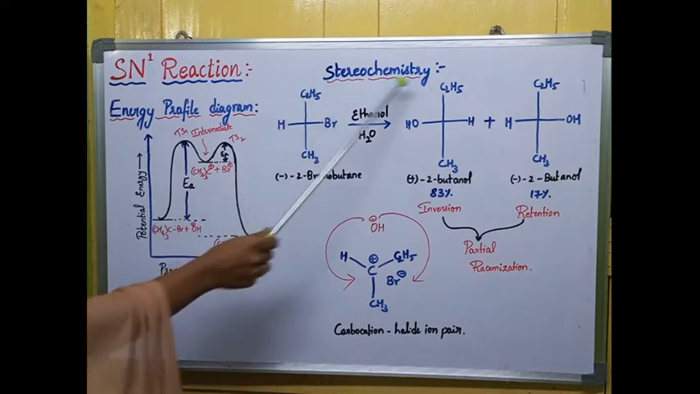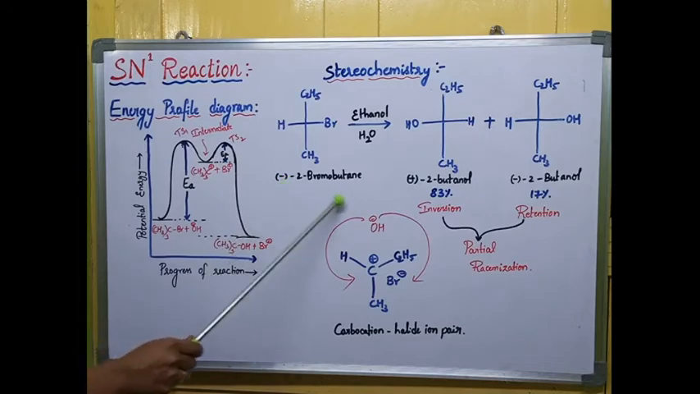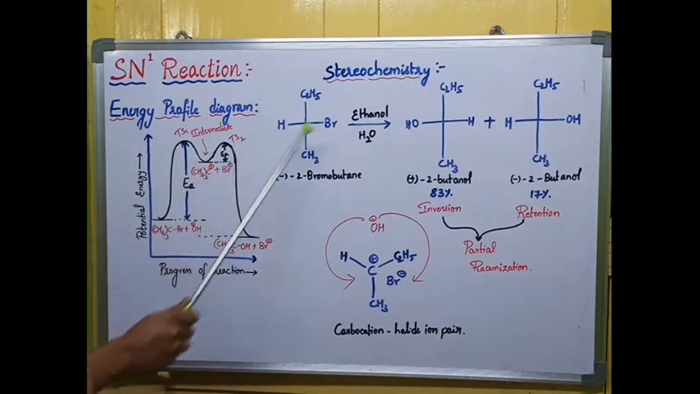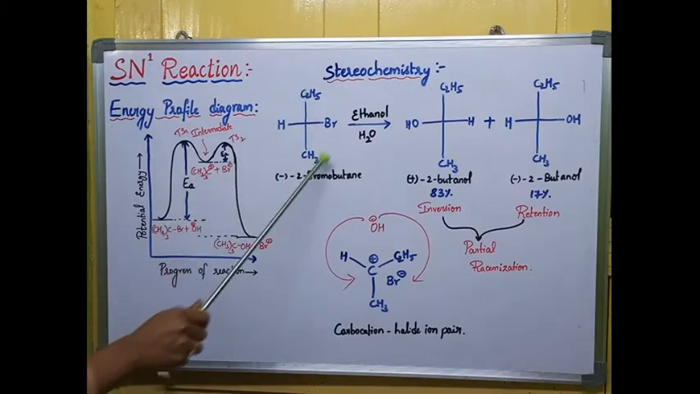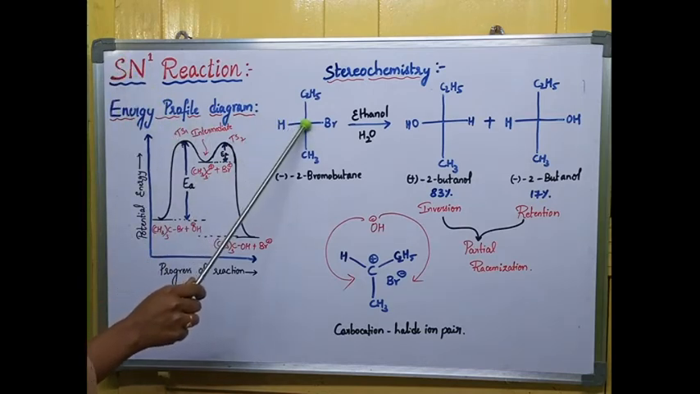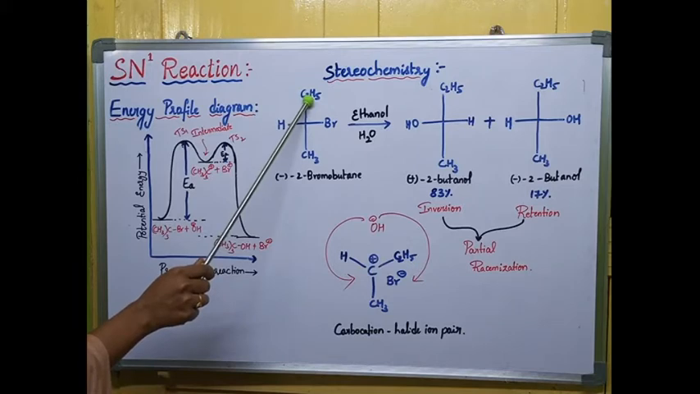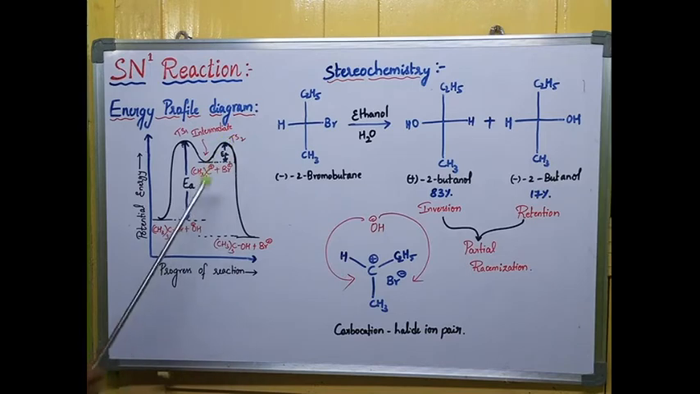Let us see the stereochemistry. Stereochemistry indicates the arrangement of particular groups around the carbon. So in order to explain the stereochemistry of SN1 reaction, we are taking 2-bromobutane, which is a chiral molecule. Chiral carbon, as I told you already, means the carbon which has different groups around itself. So you can see here this is a carbon. This carbon has different groups: one is C2H5, another is Br, one is H, and one is CH3. So different groups are present. It is easy to explain stereochemistry when we take a chiral carbon or chiral molecule.